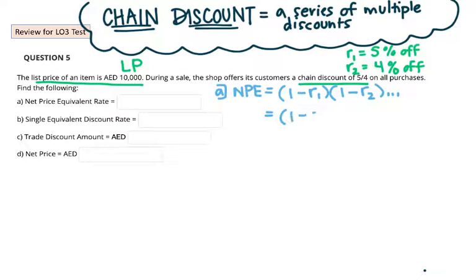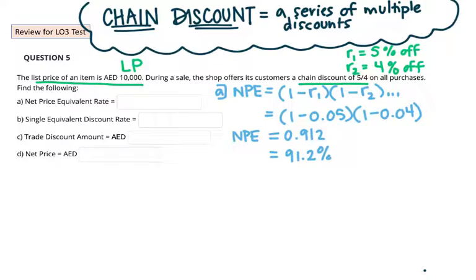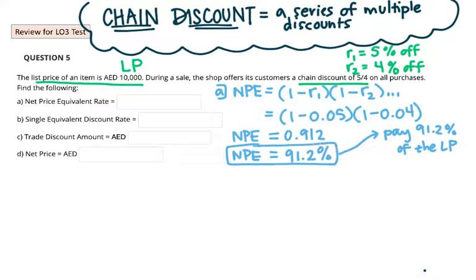So in this case, we have 1 minus 0.05 times 1 minus 0.04. As a decimal, we'll get 0.912. And as a percent, that means 91.2% is the net price equivalent rate. What that really means is when you're paying, you're going to pay 91.2% of the list price.